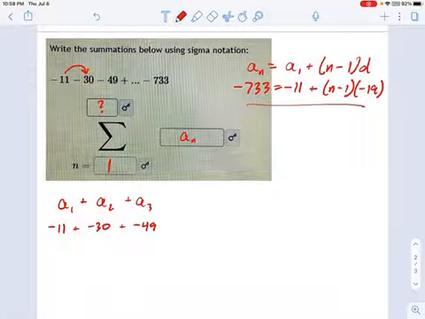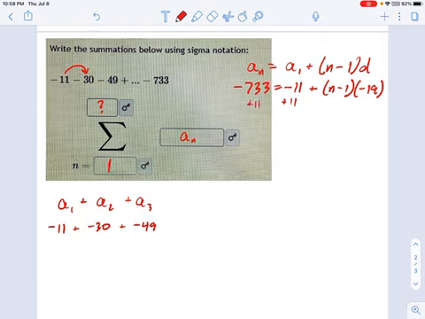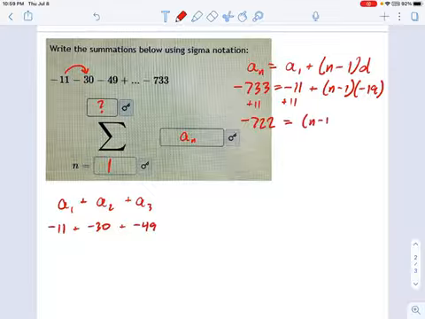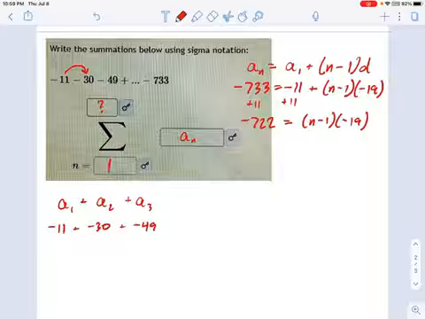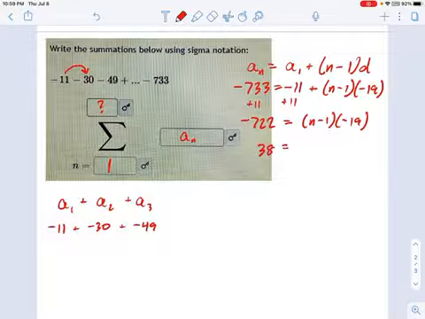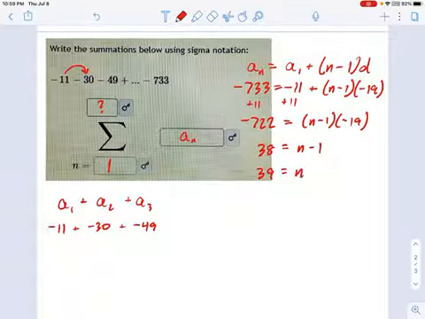So now we're going to solve this equation right here. Let's see. I'm going to add 11 to both sides. That's going to get me to negative 722 equals n minus 1 times negative 19. Okay, I'm just stalling because I know I'm going to have no idea how to do that 700 thing. Calculator time. Let's see. Negative 722 divided by negative 19 gives me 38 equals n minus 1. Okay, that means 39 equals n. Great. So I just found one of the things I'm looking for.